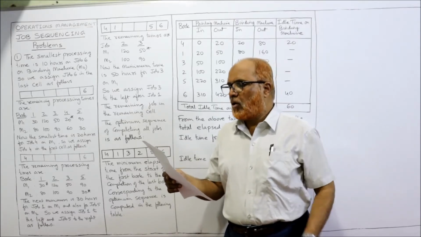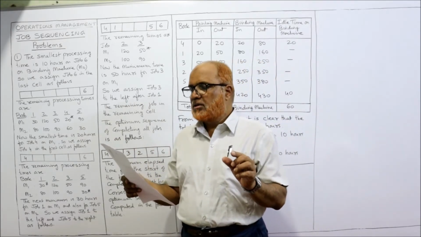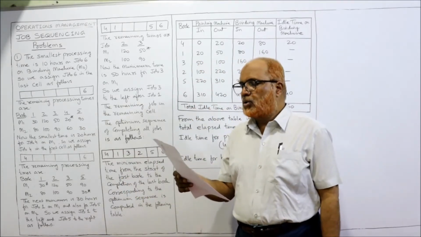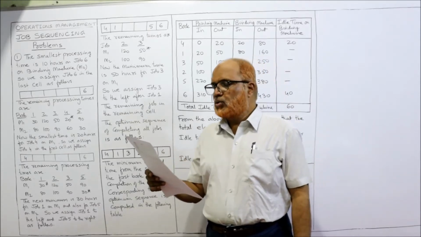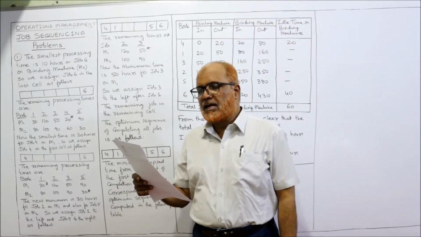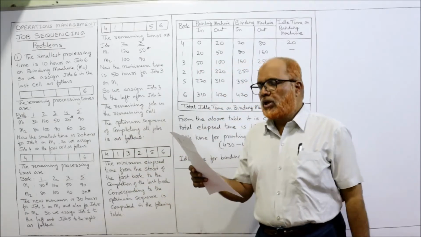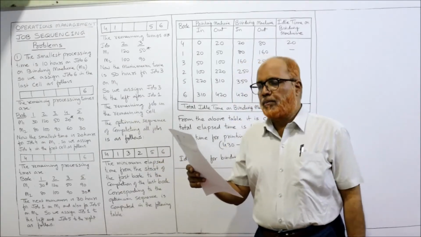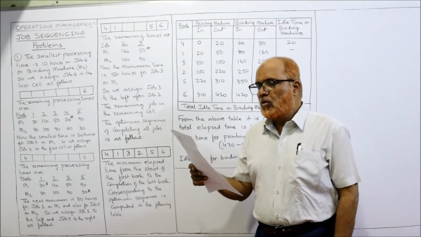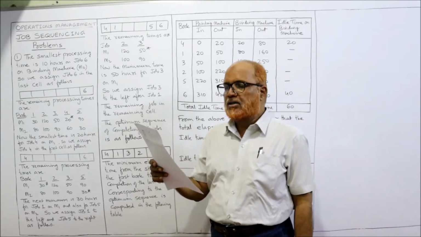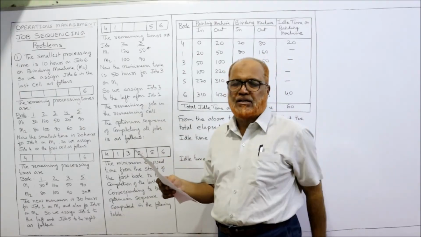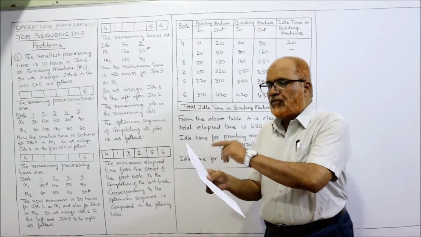We wish to determine the order in which the books should be processed in order to minimize the total time required to turn out all the books. The books are 1, 2, 3, 4, 5, 6, and the printing time in hours and binding time in hours is given. For example, book number 1 requires 30 hours for printing and 80 hours for binding. The second book requires 120 hours on printing and 100 hours on binding. Like that, for all the books we are given the printing time and binding time.